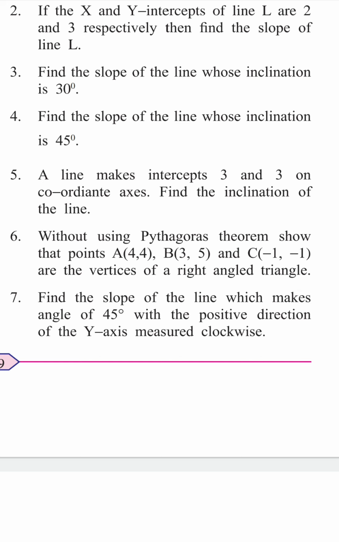Without using Pythagoras theorem, show that points A(4, 4), B(3, 5) and C(-1, -1) are the vertices of a right angled triangle. Prove करना है हमें, right? इसका मतलब indirectly ABC is a right angled triangle. Prove करना है by using the concept of slopes, right?